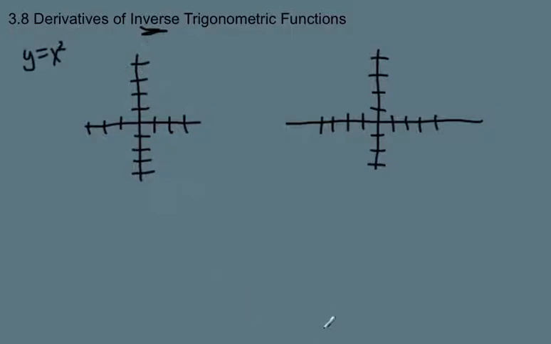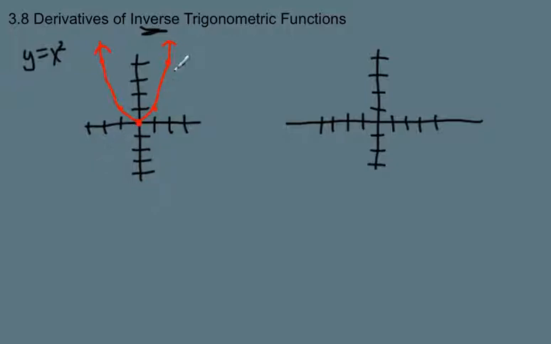We're very well aware that this is going to be the point (0, 0), and then I'm going to have a point (1, 1), a point (2, 4), a point at (-1, 1), and a point at (-2, 4). And the graph's going to come down like this, and then it's going to come up and over like that.